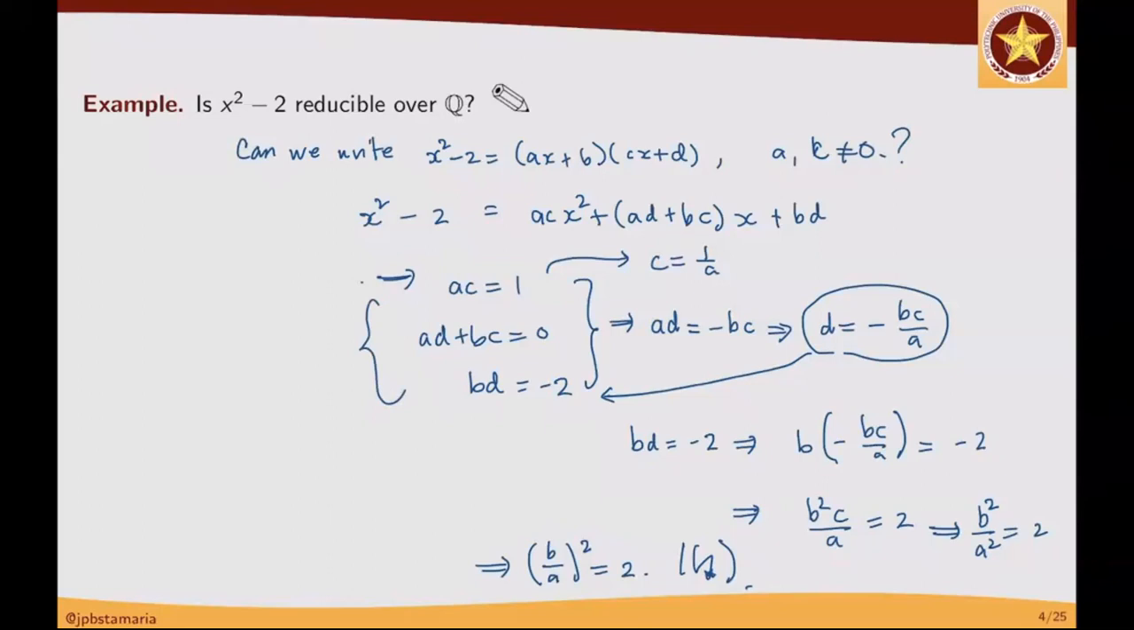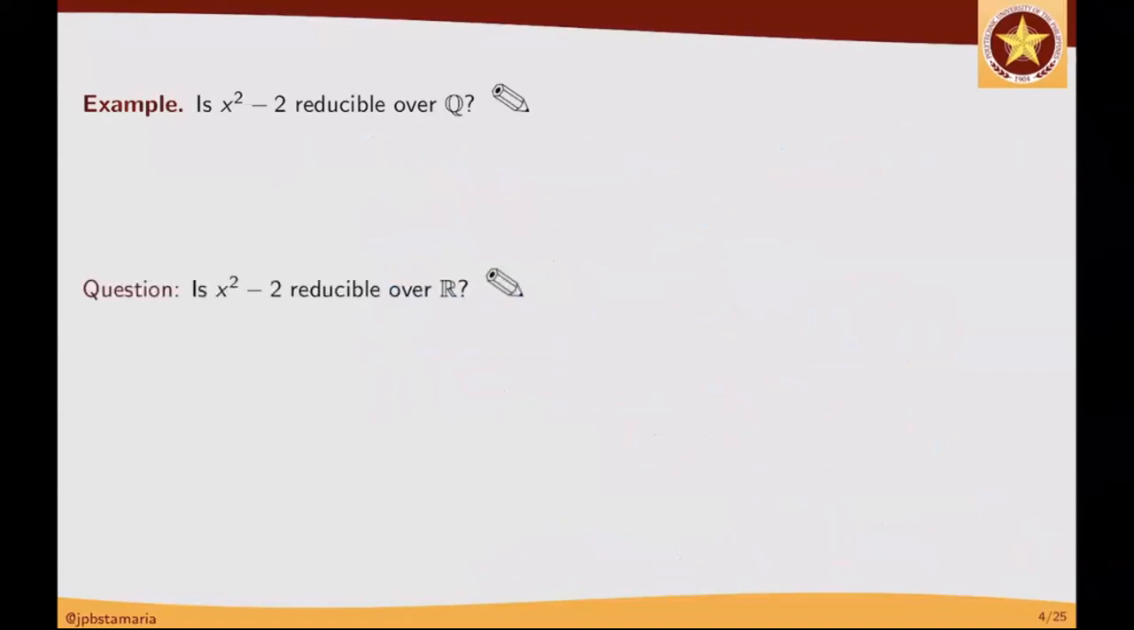So ang sagot dito sa tanong na to, can we write this as a product of two linear factors? The answer is no, because we were able to arrive into a contradiction. So parang nag-algebra lang to. No? So the answer is no. Ang tanong, is x squared minus 2 reducible over R? Yes, no? Kasi this time, yung x squared minus 2 can now be written as x minus square root of 2 times x plus the square root of 2.